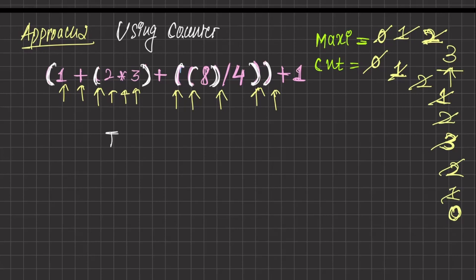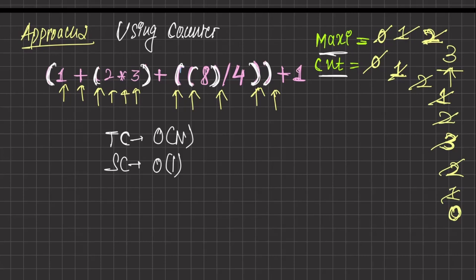Now what is the time complexity? Time complexity is big O of n only, because we are just iterating. And what is the space complexity? Big O of 1, constant, because we are just using two variables. We are not using a stack now. So this was approach 2.